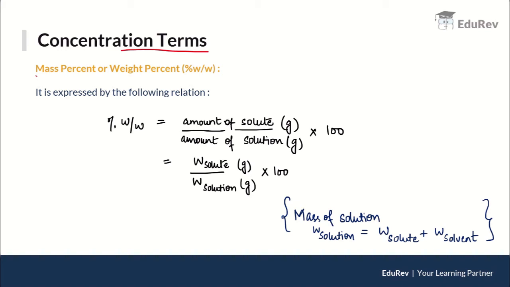First term is mass percent or weight percent. It is represented by percentage W by W. And it is given by amount of solute in grams divided by amount of solution in grams into 100. Now you know that a solution comprises solute and solvent. तो अगर आपको mass of solution निकालना है, that will be equal to weight of solute plus weight of solvent.